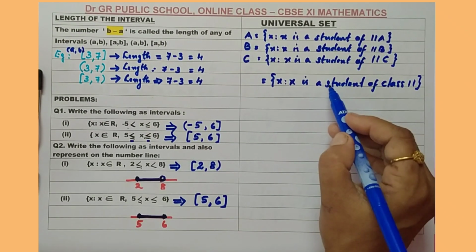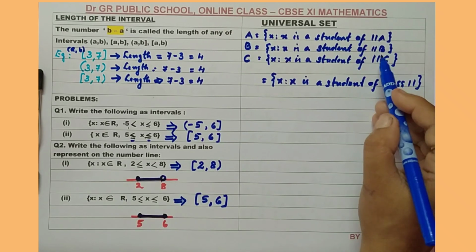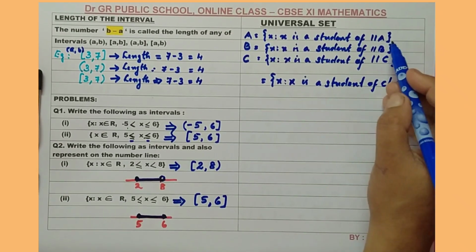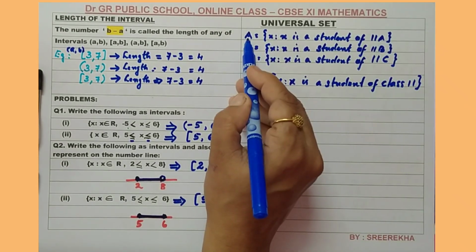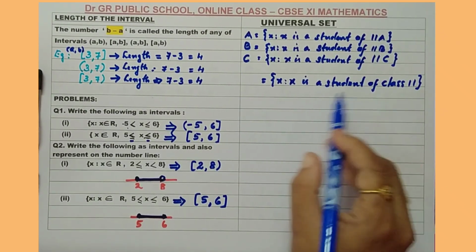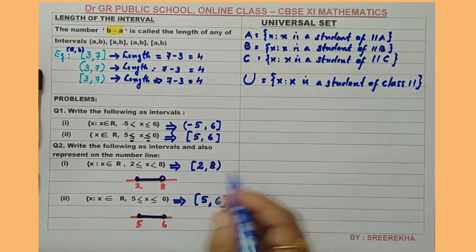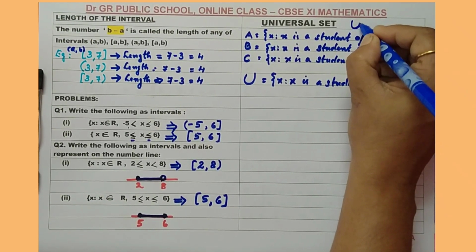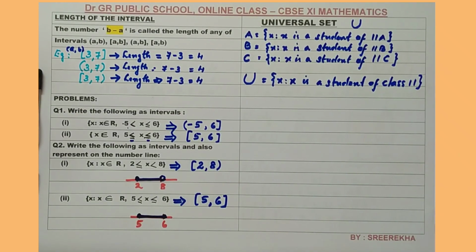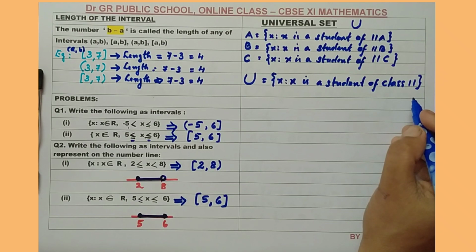Why? Because any student of class 11 can be either in 11A, or in 11B, or in 11C, that is, set A, set B and set C are part of this set. This set I am going to consider as the universal set, represented as U. Universal set is usually represented with a capital U. So, U means the set of all x such that x is a student of class 11.